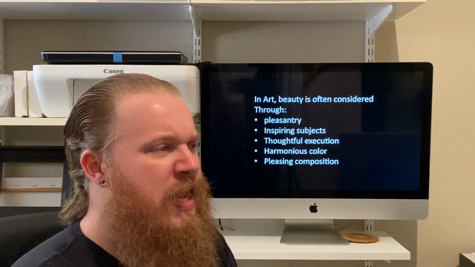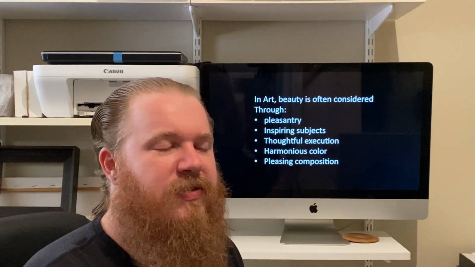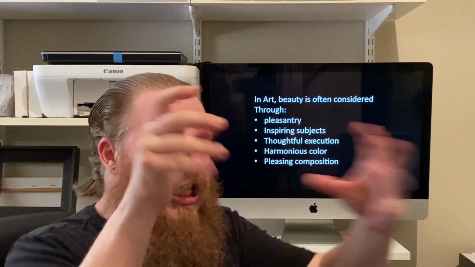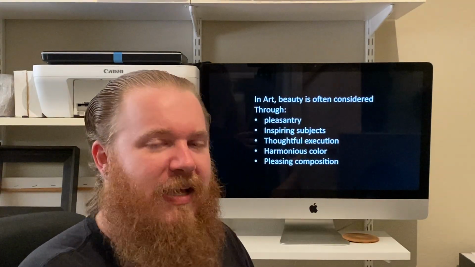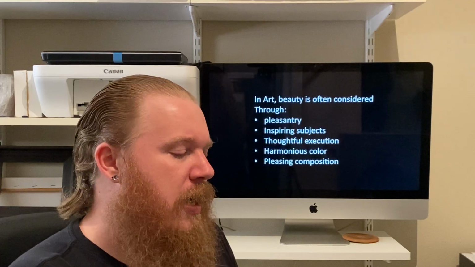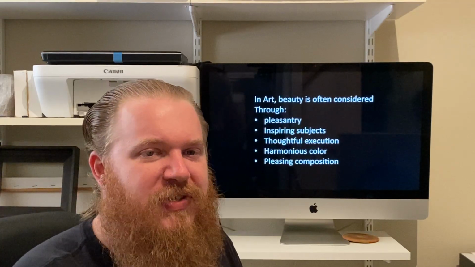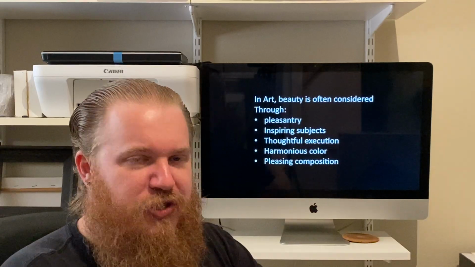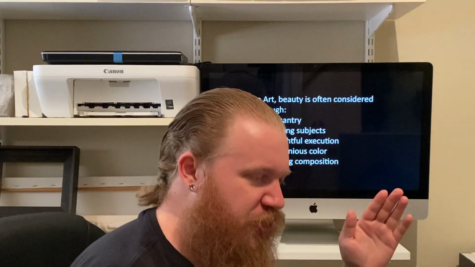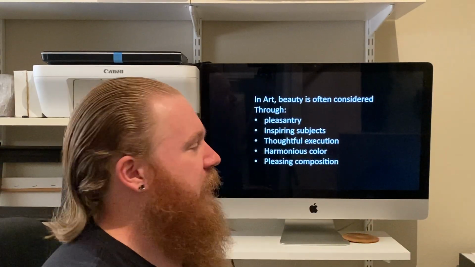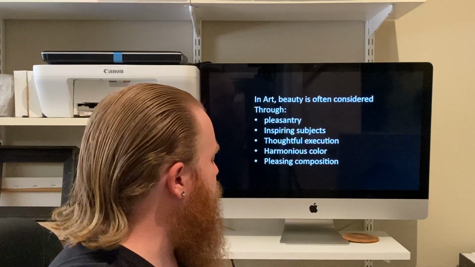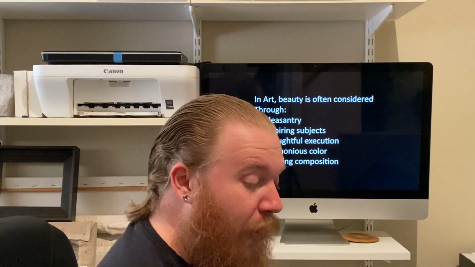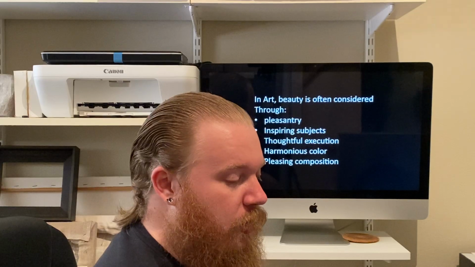Is it very soothing to the eye in terms of the colors used, or is it really jarring and violent in that regard? But also, does it have pleasing composition? Does it follow a nice undulating curve versus really sharp, harsh angles and things like that? So all of these can be considered in terms of recognizing beauty within a work of art.